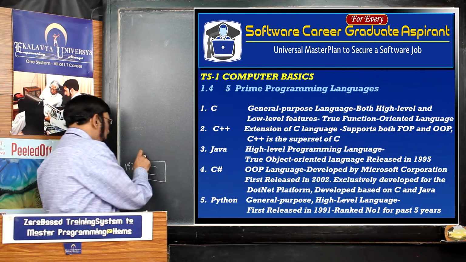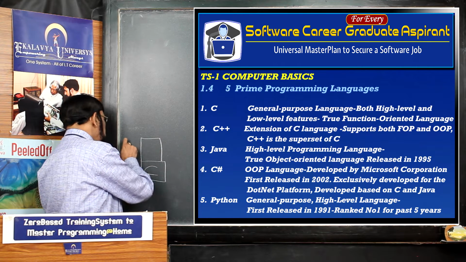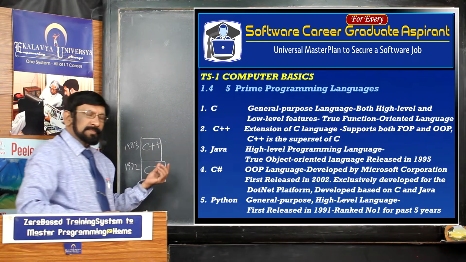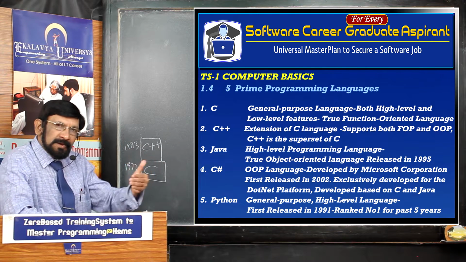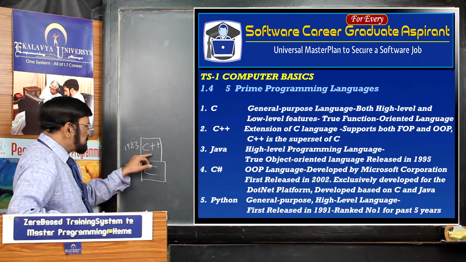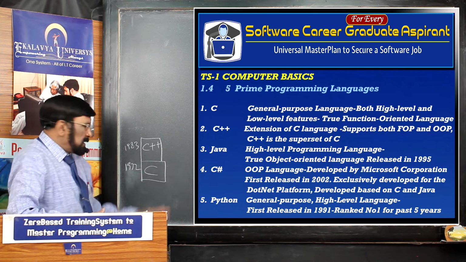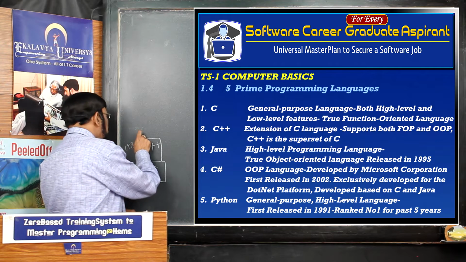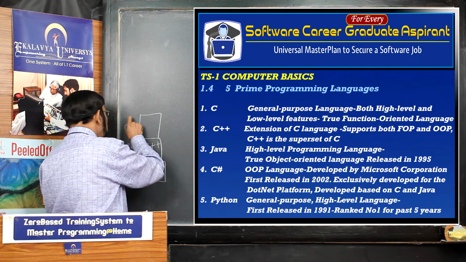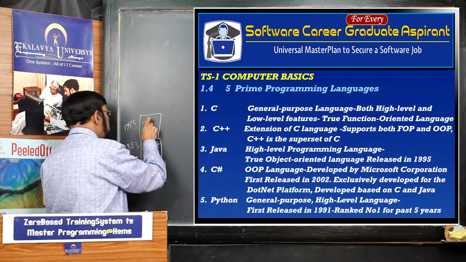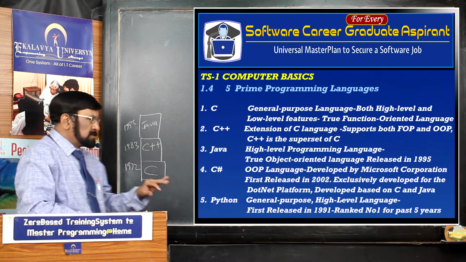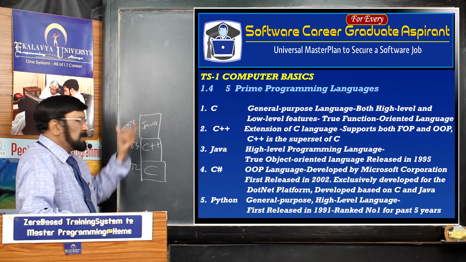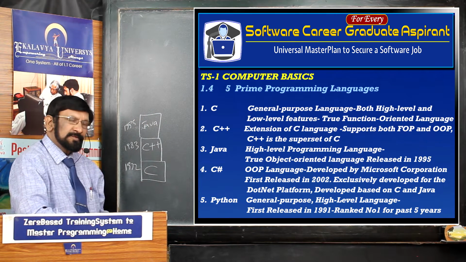And in 1983, C++, this plus plus means one step further. C++ was developed as an extension of C. It has the advanced features of C, and thereafter in 1995 Java was developed. Java was based on C++ only, but it has much more advanced features compared to the two languages.